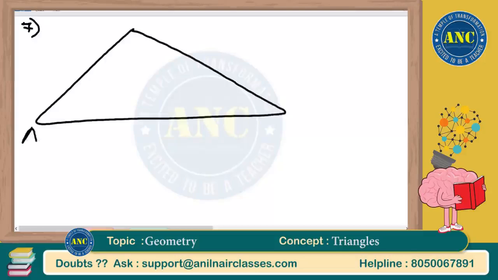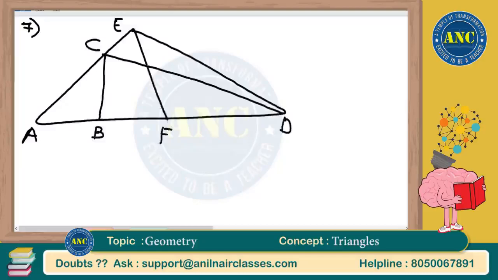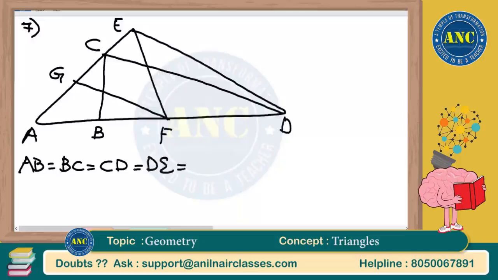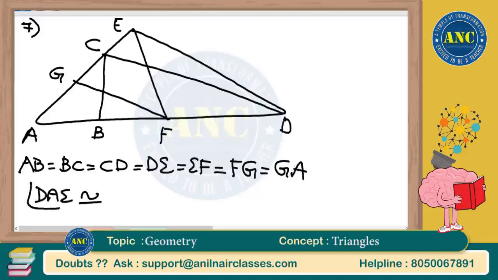Seventh question. This is A. This is E. This is D. This is C. This is B. This is F. And it is G. The question is, AB equivalent to BC equivalent to CD equivalent to DE equivalent to EF equivalent to FG equivalent to GA. Find angle DAE.